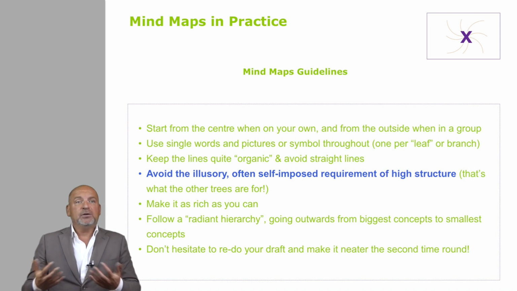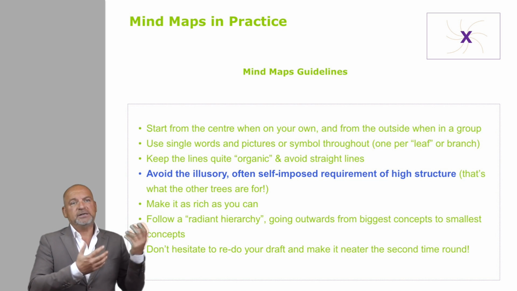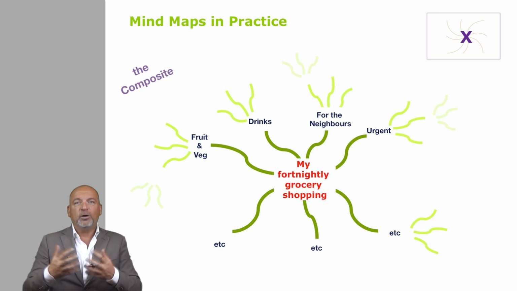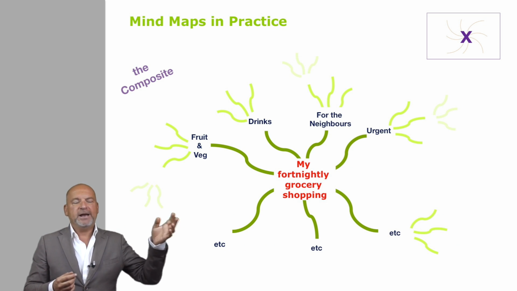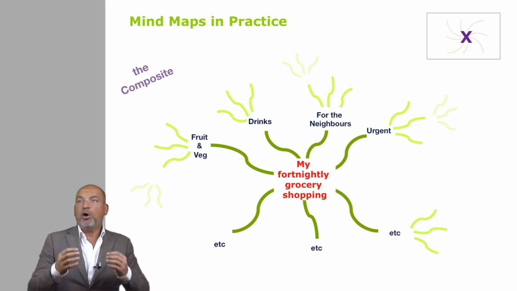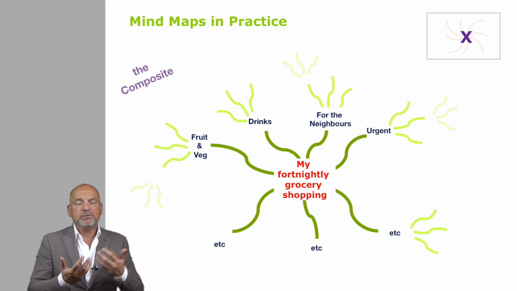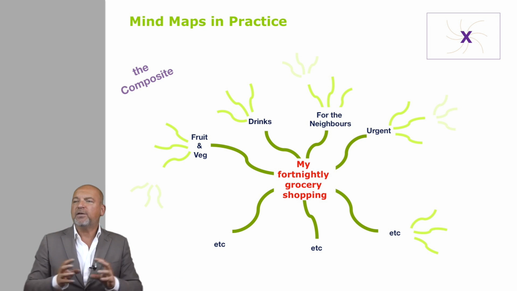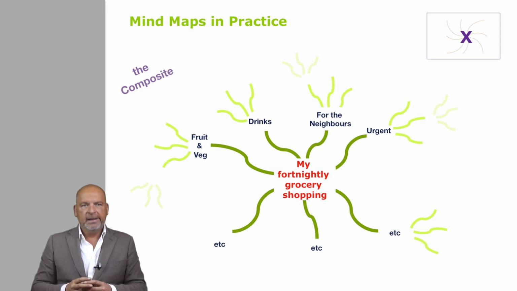It may not be as logical to someone else, and for example, here is a mind map that I call the composite. You may call it fuzzy logic. We have sort of fruit and veg, drinks, for the neighbors, urgent. Now, that may strike you as bizarre logic. Well, maybe the person who wrote that thought in those big 4 categories as a way to structure their shopping.